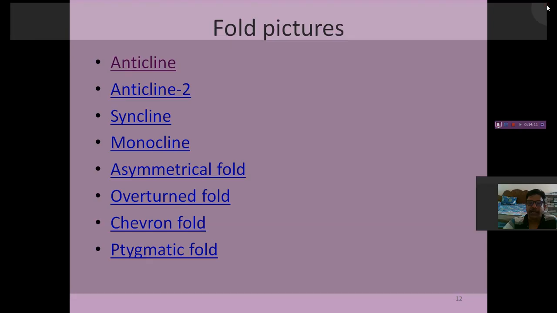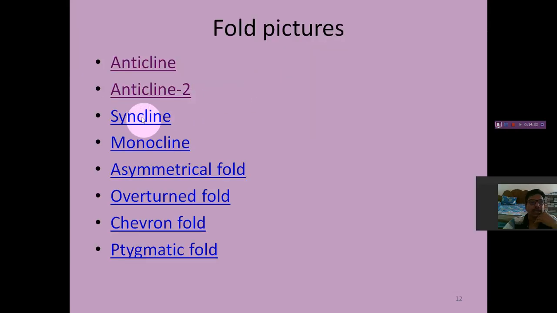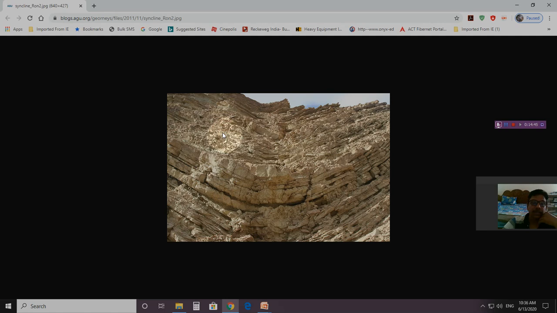Okay, next, anticline. This one is very small, but I don't know how it looks to you. This is anticline. I will also show you a syncline. This is an anticline. Syncline, I will show you the syncline. Yeah, it is delaying. Okay. Yes, this is the syncline.